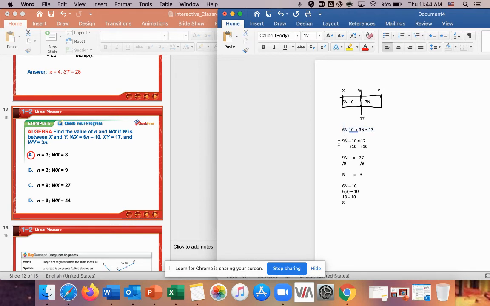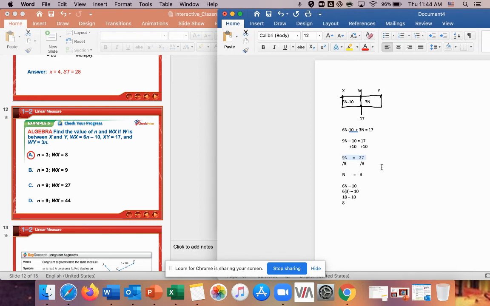All right, then we have 9n minus 10 equals 17 because I combined my like terms. You have a 3n over here and a 6n over here. Combine them together, you get 9n. Minus 10 drops down, 17 drops down. Then you add 10 to both sides to get rid of the 10. They cancel out. 17 plus 10 is 27. 9n drops down. You got 9n equals 27 here.